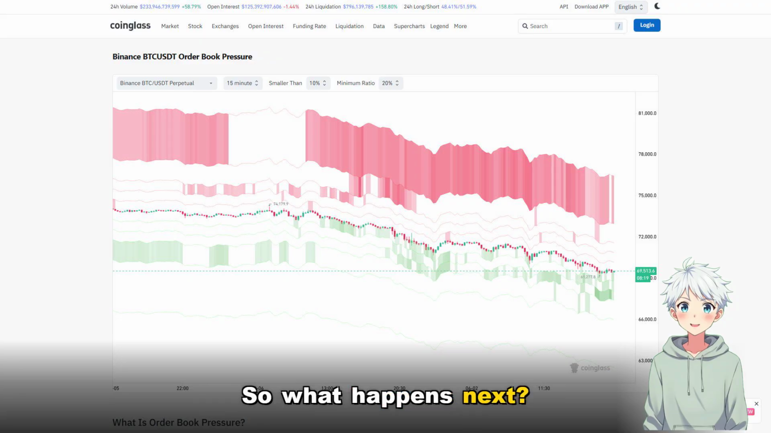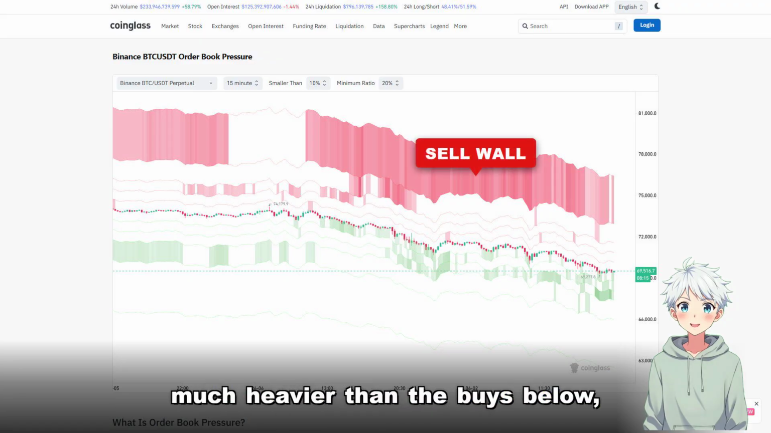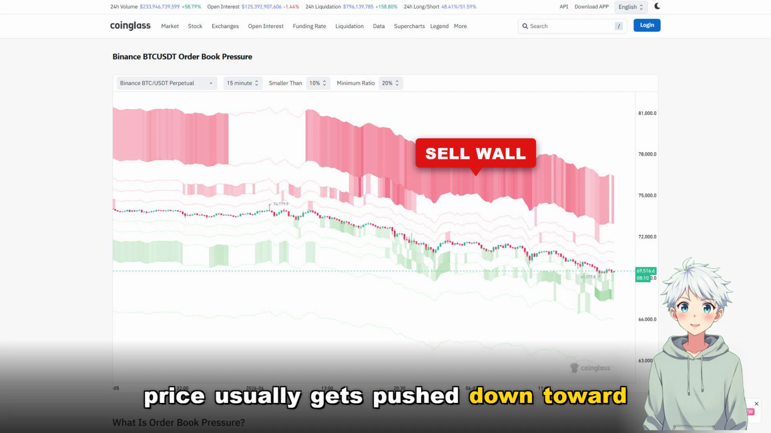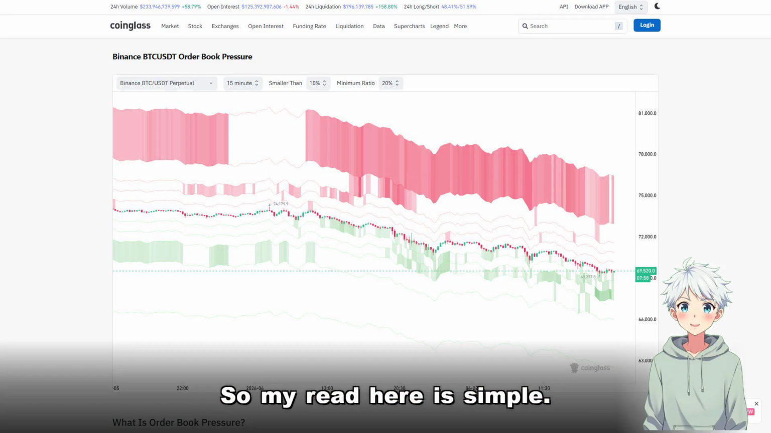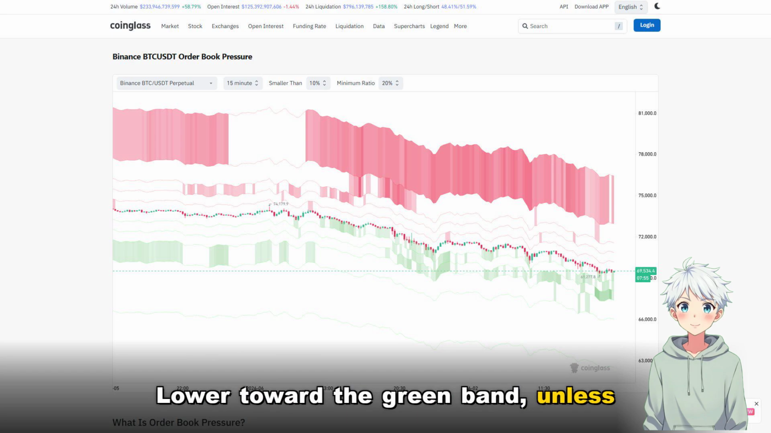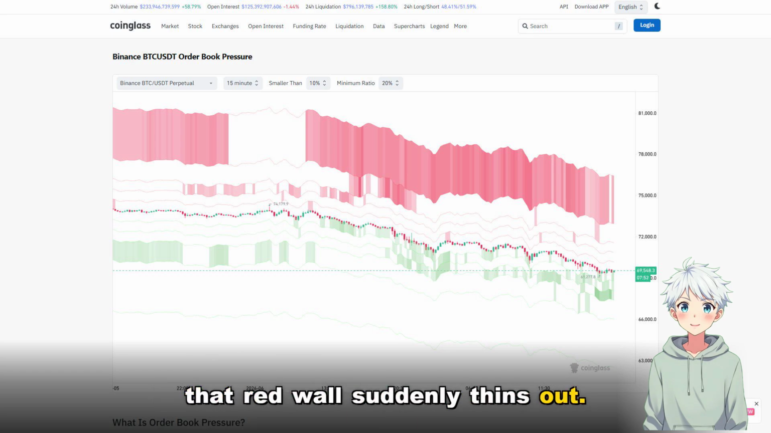So what happens next? When the sell wall above is this much heavier than the buys below, price usually gets pushed down toward the green zone. That thick red acts like a ceiling. Every bounce into it gets sold off. So my read here is simple. Lower toward the green band unless that red wall suddenly thins out.